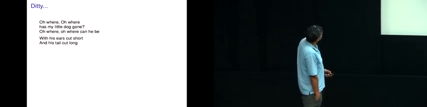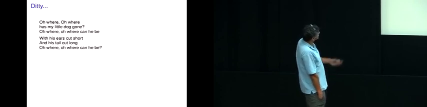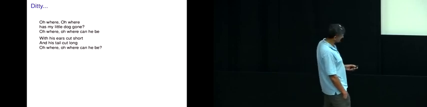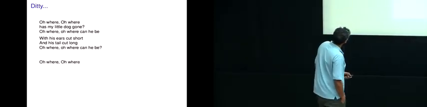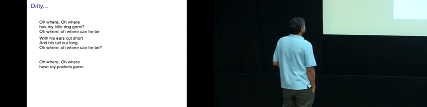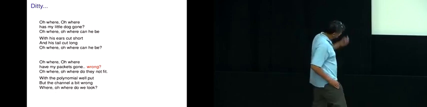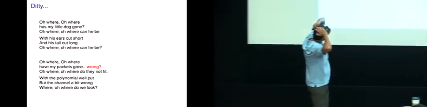Where has my little dog gone? Where can he be? With his ears cut short and his tail cut long. Where can he be? Peter probably wouldn't like this with the cut parts of the ears and the tails. Where have my packets gone? Where do they not fit? With the polynomial well put, but the channel a bit wrong. Where do we look? Does put rhyme with look? I don't know. Who wrote this?